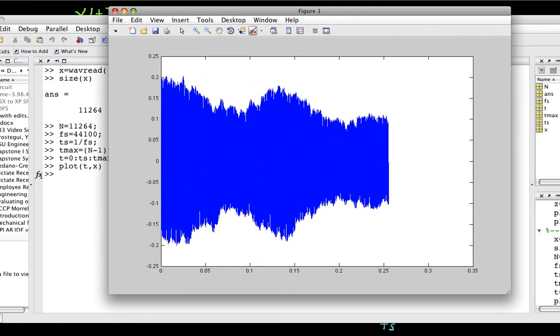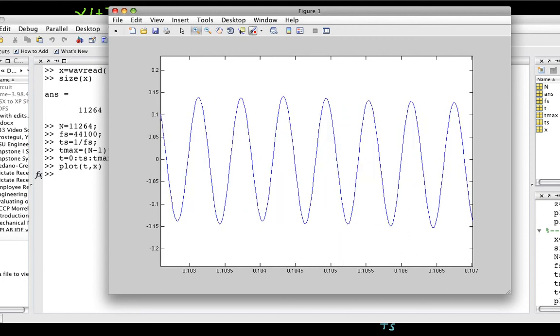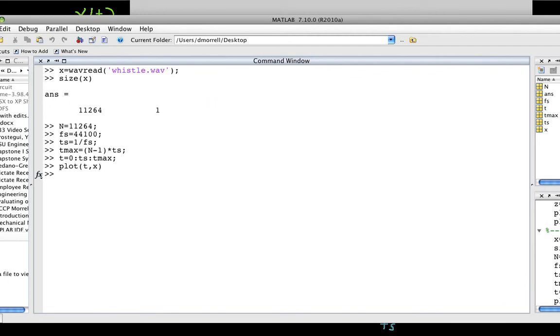And if I zoom in a lot, you can see that this function looks pretty much like a sine wave, except that its amplitude seems to change. It turns out that I'm not very good at whistling a very steady tone. So it looks a lot like a sine wave, but its amplitude is changing somewhat. Okay, so that's the plot of the time signal.